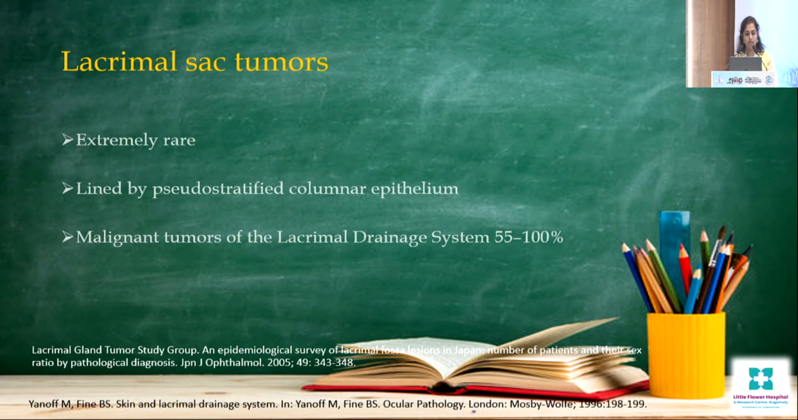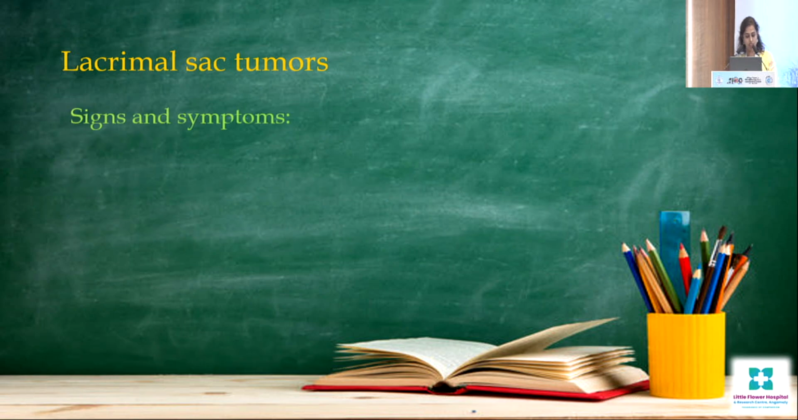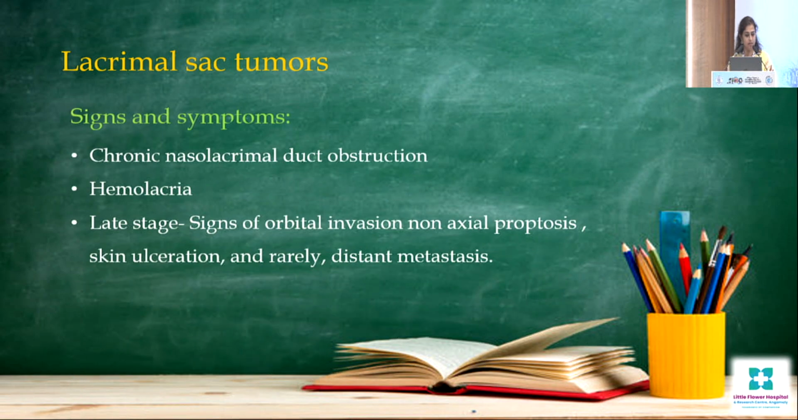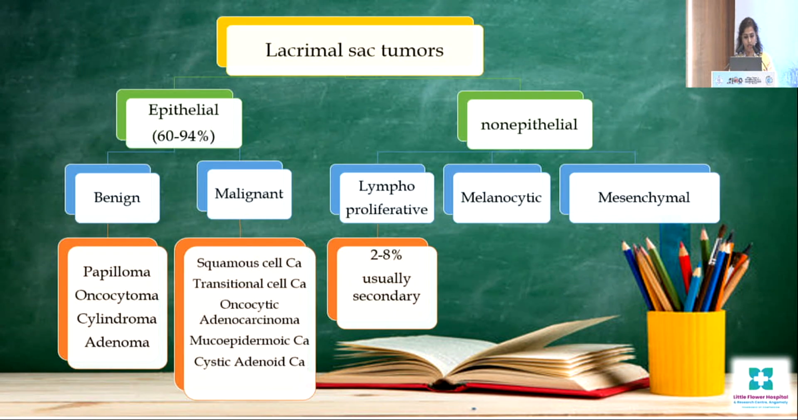Going ahead with the discussion, lacrimal sac tumors are extremely rare, but they are potentially life-threatening, and around 55 to 100% of the tumors are malignant. So their clinical workup and management is very important. Signs and symptoms suggestive of a lacrimal sac tumor are chronic nasolacrimal duct obstruction, hemolacria, a mass which is non-reducible, non-compressible, hard, and sanguineous hemolacria. In late stage, you have signs of orbital invasion suggestive of non-axial proptosis, skin ulceration, and rarely distant metastasis.